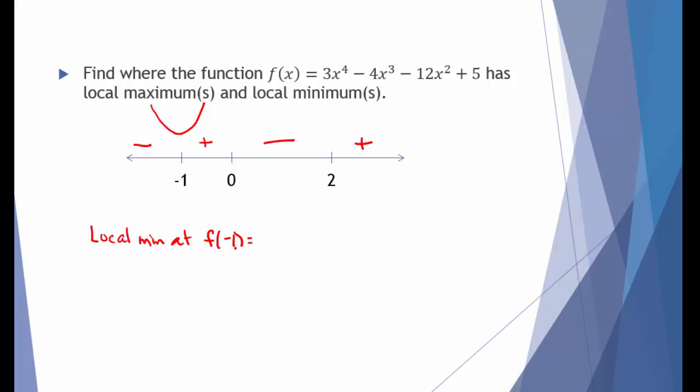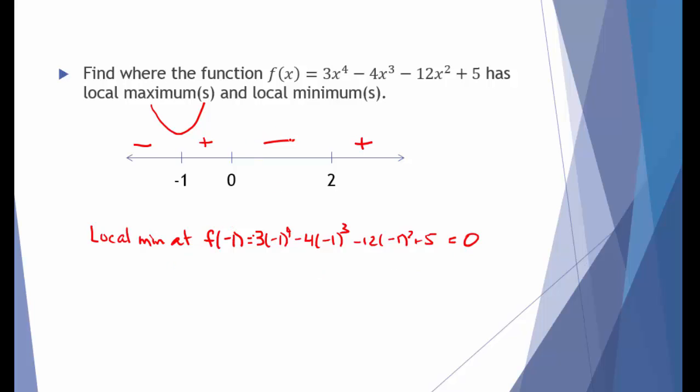This tells me where the local minimum occurs, at an x value of -1, but it doesn't tell me what the local minimum is. So we need to know how low it goes. So we're going to plug in -1, but be careful. You're plugging -1 into the original function. We're looking for a point on the original function that is a minimum. So that's why we're plugging it into f, not the derivative. So we're going to take 3 times -1 to the fourth minus 4 times -1 cubed minus 12 times -1 squared plus 5. And when we get done with that calculation, we get 0.